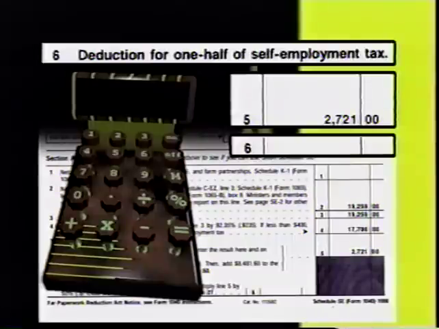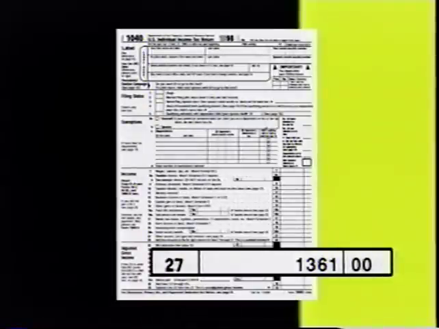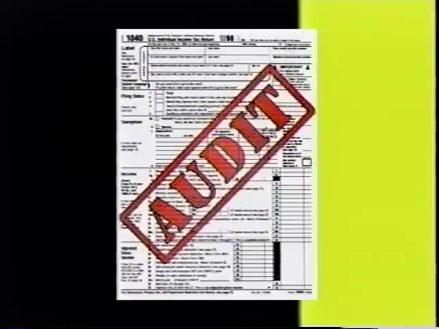Hold on. You're not getting out of Schedule SE so quickly. There's one more step down here at the bottom. This is the deduction for 1/2 of self-employment tax. We find it by multiplying line 5 by 50%. It's $1,361. We transfer this to Form 1040, line 27, because the form says so. And if you don't obey the tax forms, well, bad things can happen.